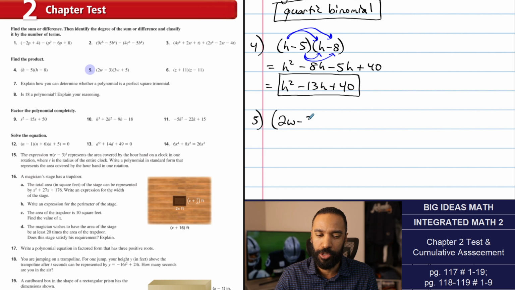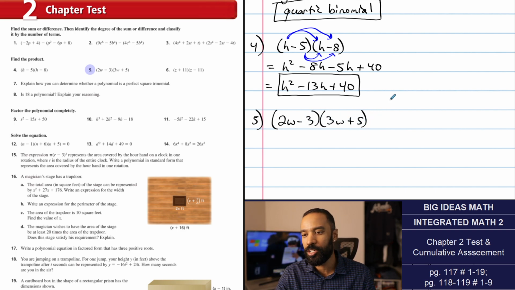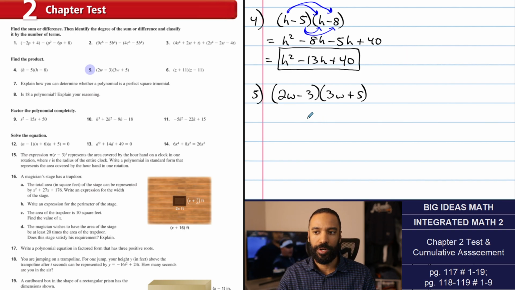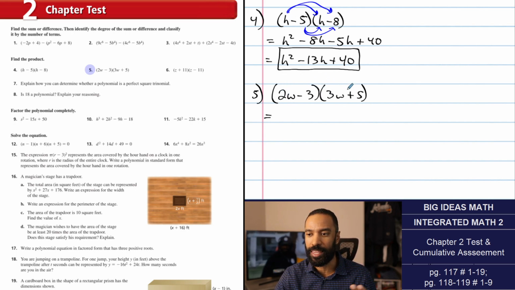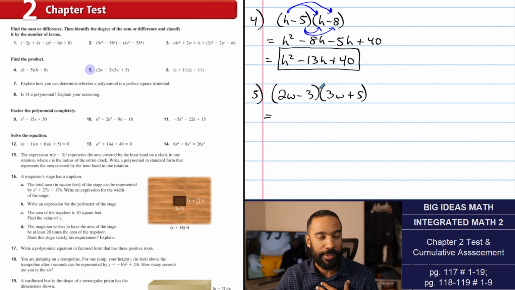So 2w minus 3 times 3w plus 5. Now I'm actually not going to show any work this time. I'm just going to go from here to the answer just to remind yourself of when we play with factoring to try and get to this, how important it is for us to look at that outside and inside together, or how I'm going to be talking about it.